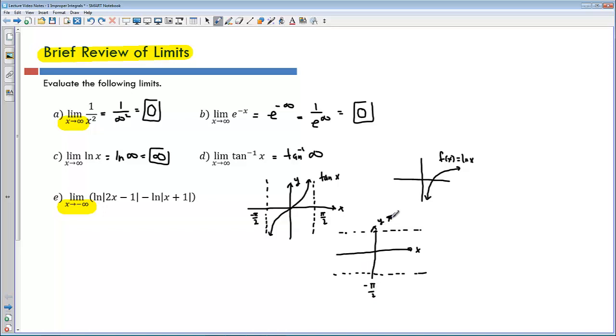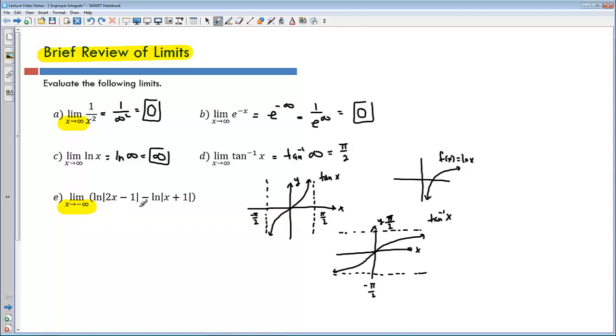And so remember, for the inverse, the outputs just become the inputs, and the inputs become the outputs over here. And so the graph basically looks the same, it just goes like this now. And so this is the graph of tan inverse of x. And so you can see as x gets bigger and bigger, it approaches this horizontal asymptote of pi over 2. So this is equal to pi over 2. If this was negative infinity, the answer would be negative pi over 2.